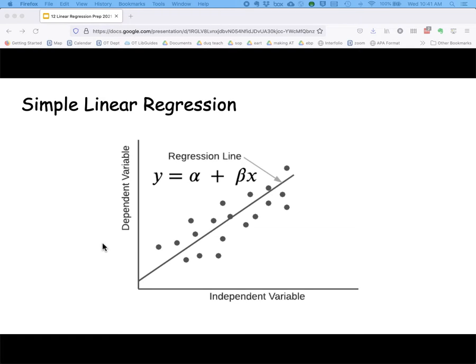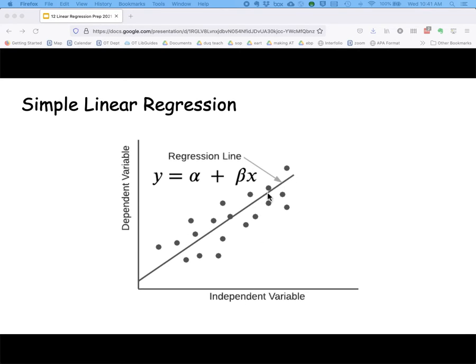When we are looking at simple linear regression, what we're doing is starting with some independent or predictor variable and some dependent variable and seeing if we can fit a line between the points. This is the standard equation for a line. So y, the value of our dependent variable, is equal to alpha, that's the intercept, plus beta, that's the slope, times the value of our independent variable.